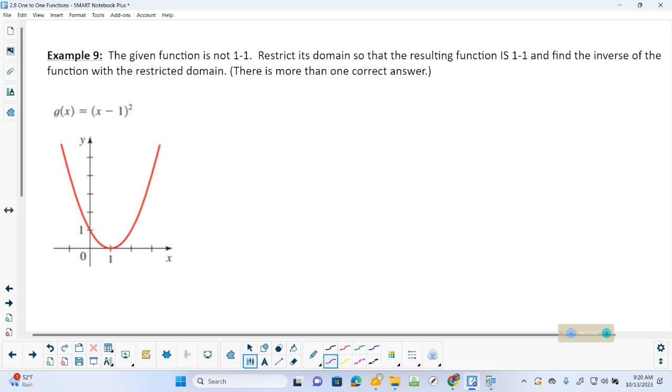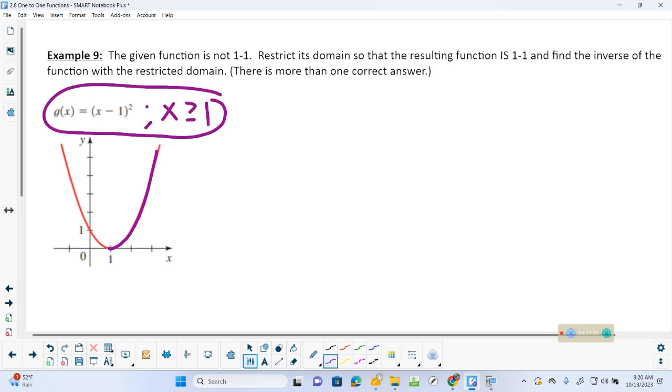So here's the deal. To get this to pass the horizontal line test, we get to pick. That's why it says there's more than one correct answer. I'm either going to use the left half or the right half of the parabola. What do you want to use? Right, okay. So we're going to focus on this one. So that means I'm going to add a little note there. I only want the parabola on the right side of 1. Okay, so that was the first part. Restrict the domain so the function's 1-to-1. I did that.